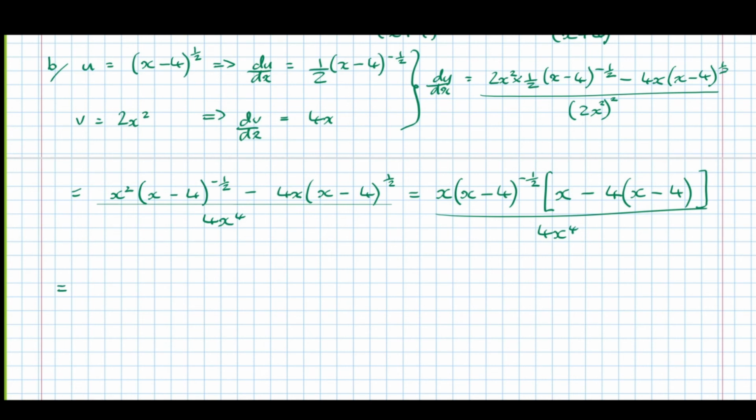Equals, so x minus 4 to the minus 1 half, another bracket. So x take 4x is minus 3x, and minus 4 times minus 4 is plus 16. All over 4x to the 4. There it is, fully factorized. So that's basically the quotient rule.